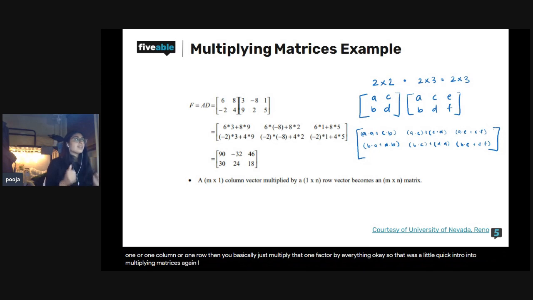Again, I totally wish I had my calculator with me, but I don't. So I will definitely be posting that later to give you a guide on how to do it on your calculator. Okay.